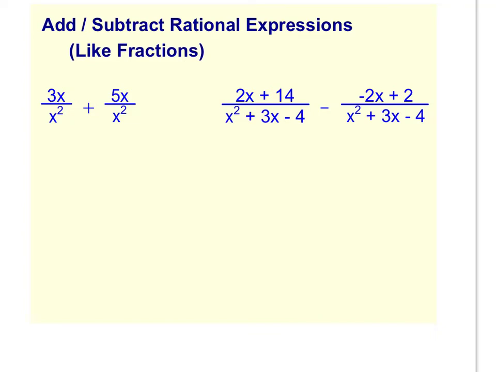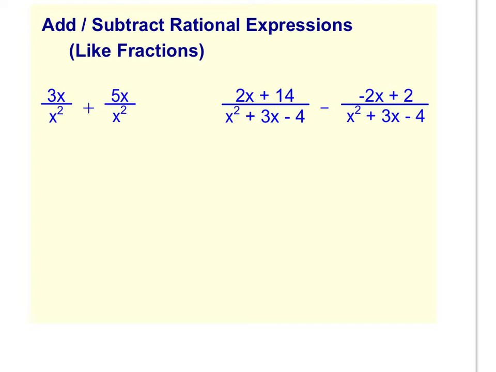When adding or subtracting rational expressions, what we need to look for is whether or not we have a common denominator. So anytime you add or subtract fractions, doesn't matter if they're rational expressions or not, you need the denominator to be exactly the same before you can actually do the addition or subtraction.